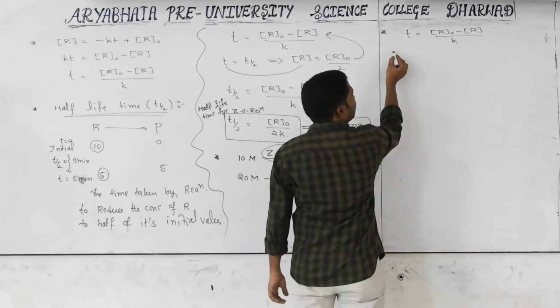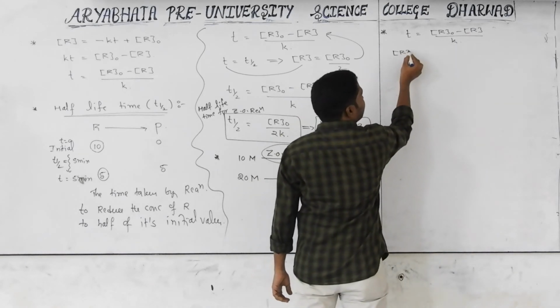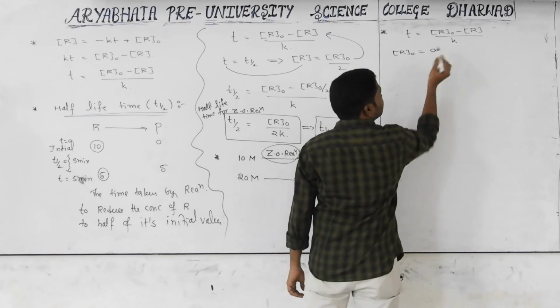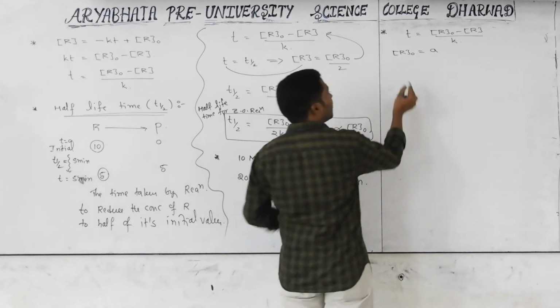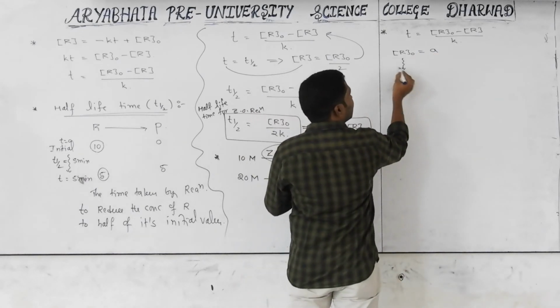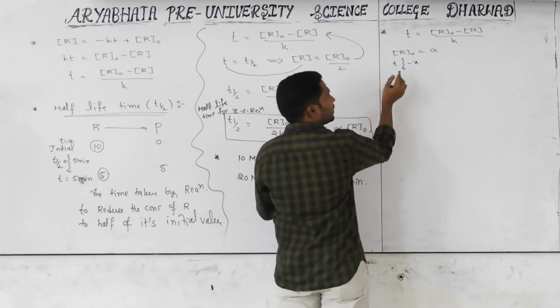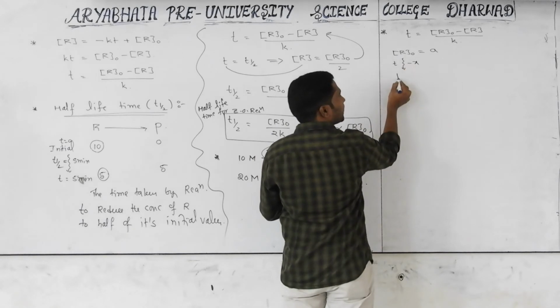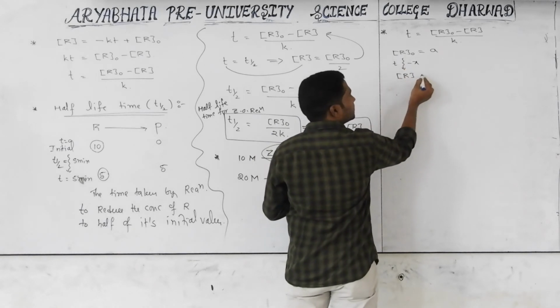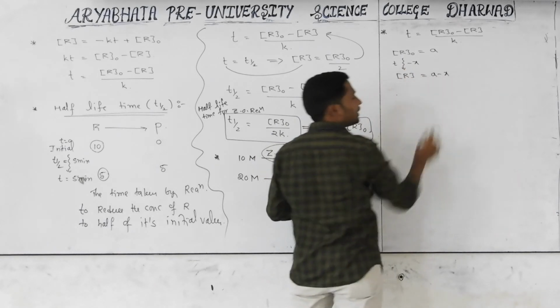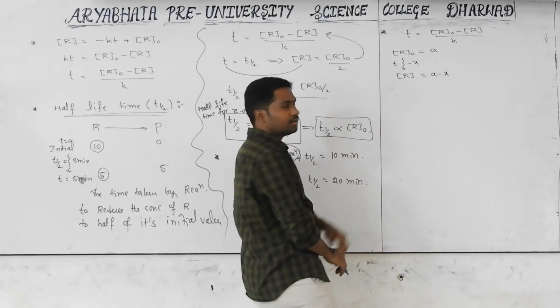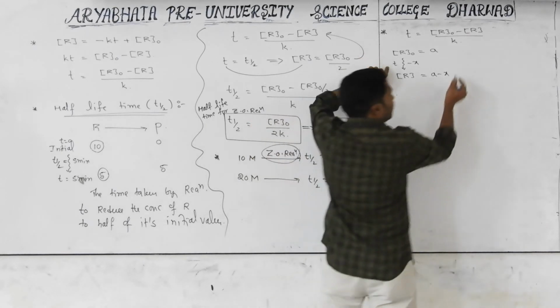For example, in a chemical reaction, initially the concentration R0 is equal to A amount. After some time, in a particular time interval, some x is missing. In that particular time interval, with x missing, what is the final concentration? R is equal to A minus x. Are you getting it or not?